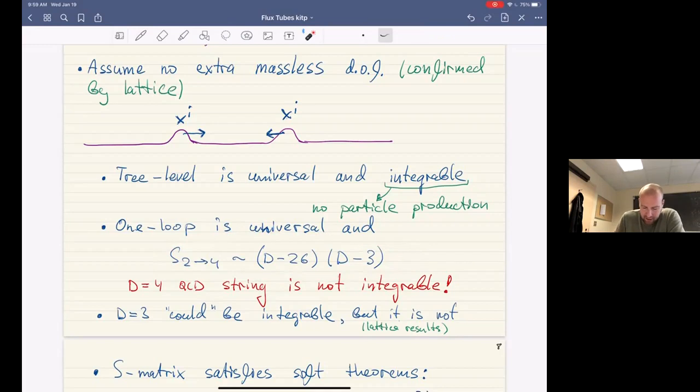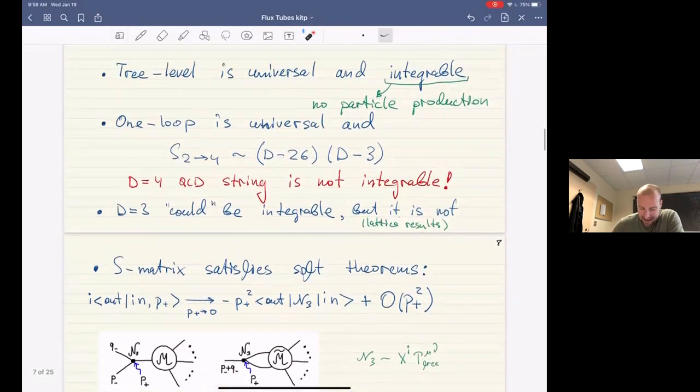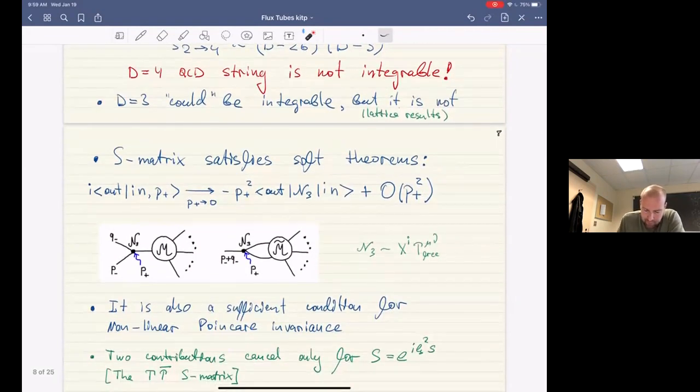So d equal three could have been integrable from just a symmetry perspective, but it is not, as follows from lattice results that I mention below. Now, the S matrix also, due to this nonlinear symmetry, satisfies the following soft symmetries. Again, it's common in the case of nonlinearly realized symmetry, but here it's a little bit subtle.